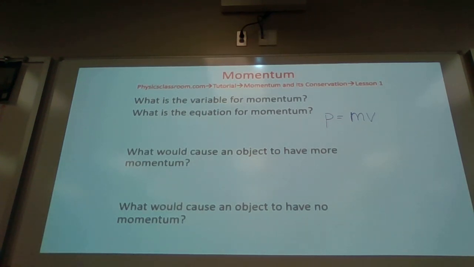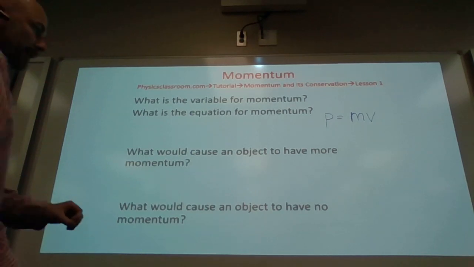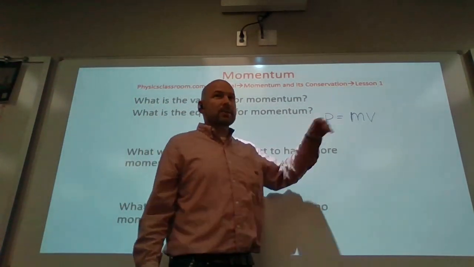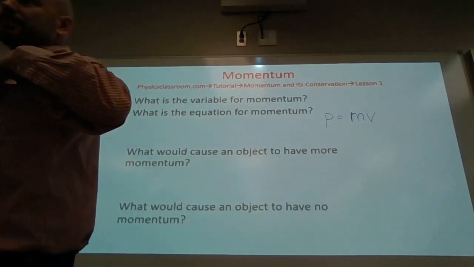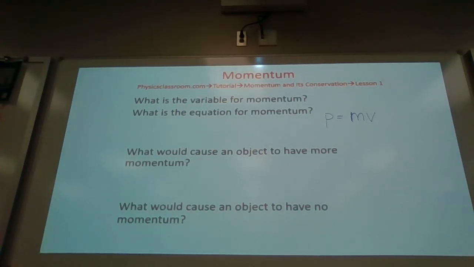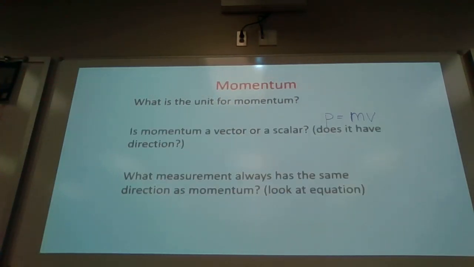What would cause an object to have no momentum? Assuming that all objects have some sort of mass, you would have to have a velocity of 0. So if it's at rest, it has no momentum. Good with that?